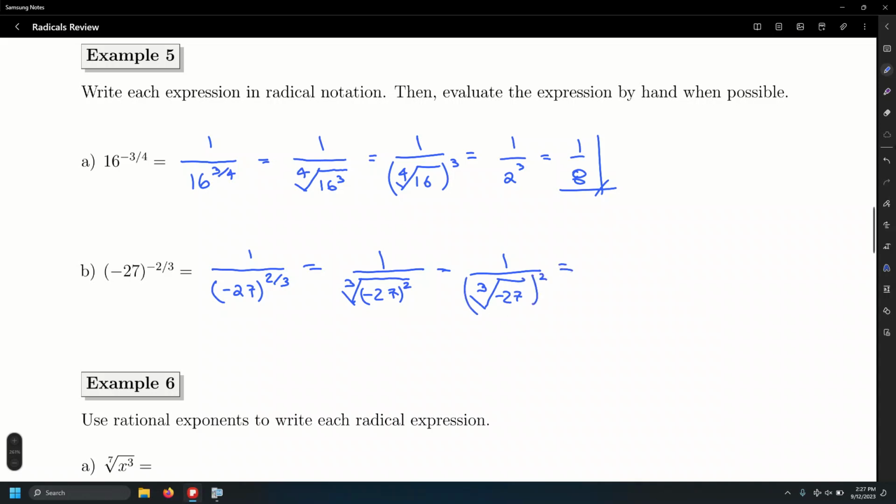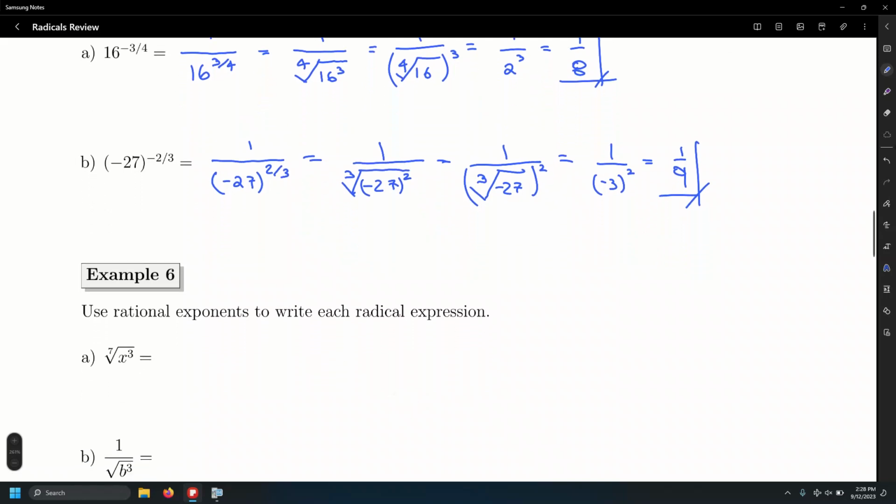And write it like this. So now we're going to compute the square root of negative 27. What's that number? Negative 3 raised to the 2nd power in the denominator should give a 1/9. All right.